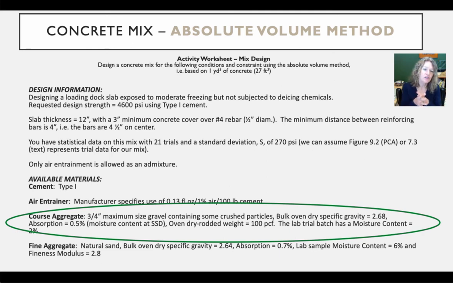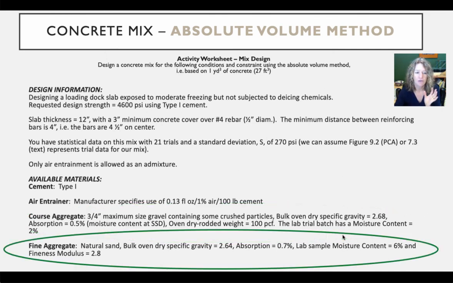You'll also see that there's some additional information here. We're told what kind of gravel, and that's going to come into play in determining how much volume of water you need. We're given the oven dry specific gravity, and specific gravity, we know, is the unit weight of the object over the unit weight of water. The absorption, that is the moisture content at saturated surface dry, the oven dry rodded weight, and then the moisture content that it's currently in. We have the same basic information for our fine aggregates: our specific gravity, our absorption, our moisture content, and then the fineness modulus of our fine aggregate, and that's going to be important in our mix design.